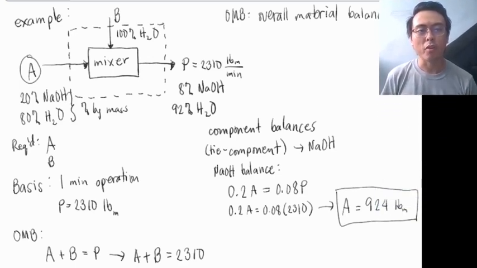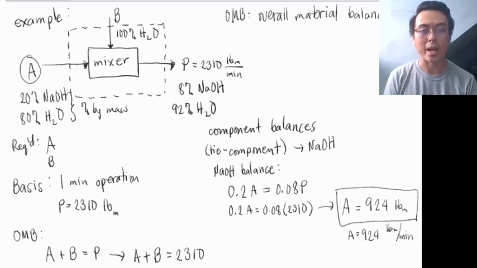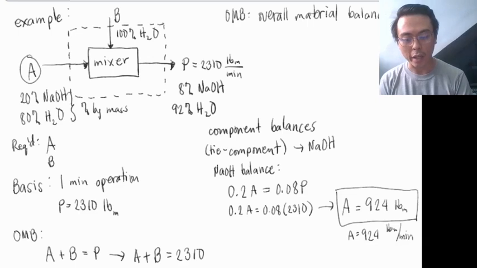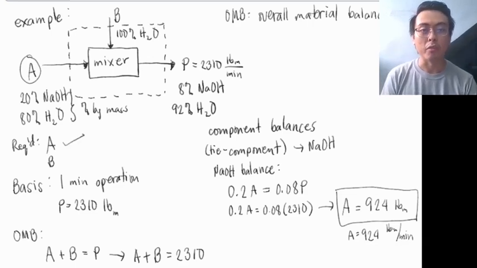Okay, we have already determined the value of A, or the mass of A. Now, since this is a steady state problem and your basis is 1 minute, your answer for A could be 924 pounds mass, or if you want to be more proper, you can write it as 924 pounds mass per minute because we have already set the basis as 1 minute. Okay, so we already have a value of A. We only need to get the value of B.